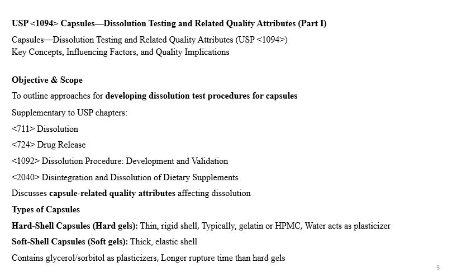The USP chapter provides the information and guidelines for the testing and for the quality. USP chapter 1094 is for the quality of the capsules and the dissolution testing. It gives the complete information for the capsules.